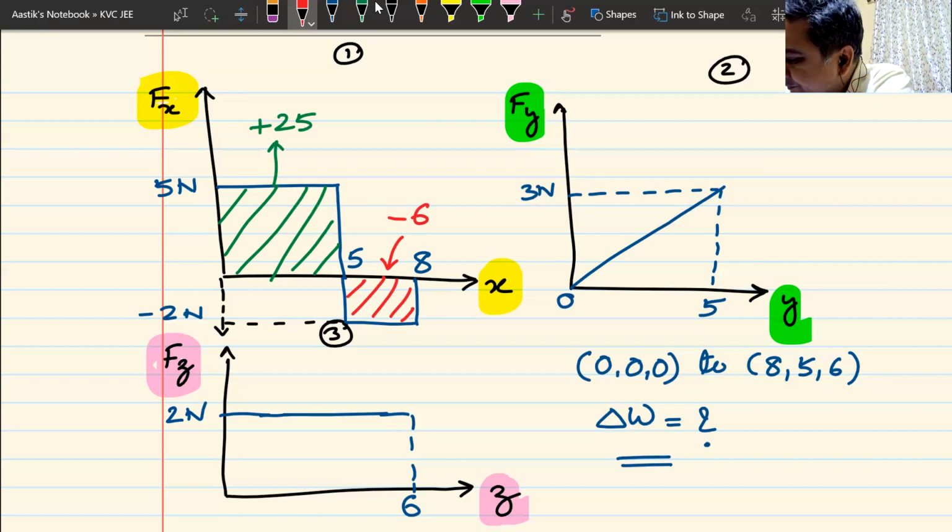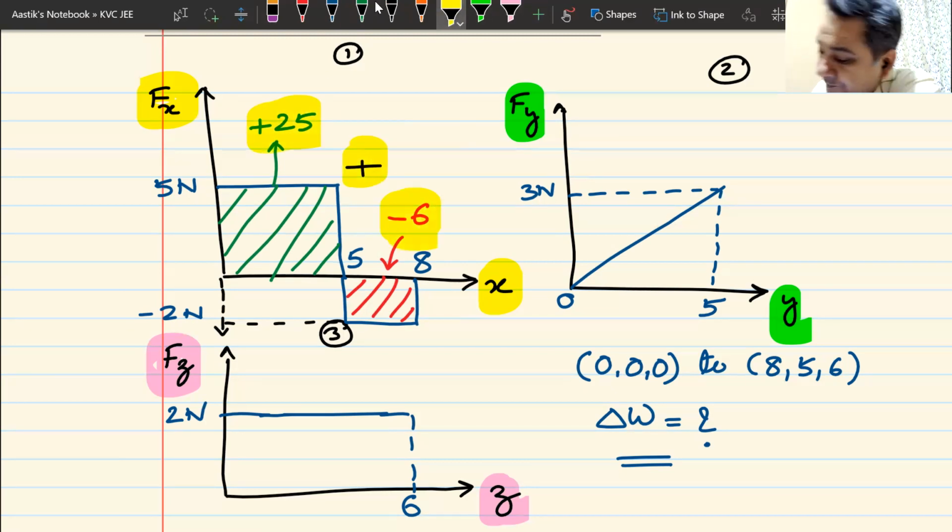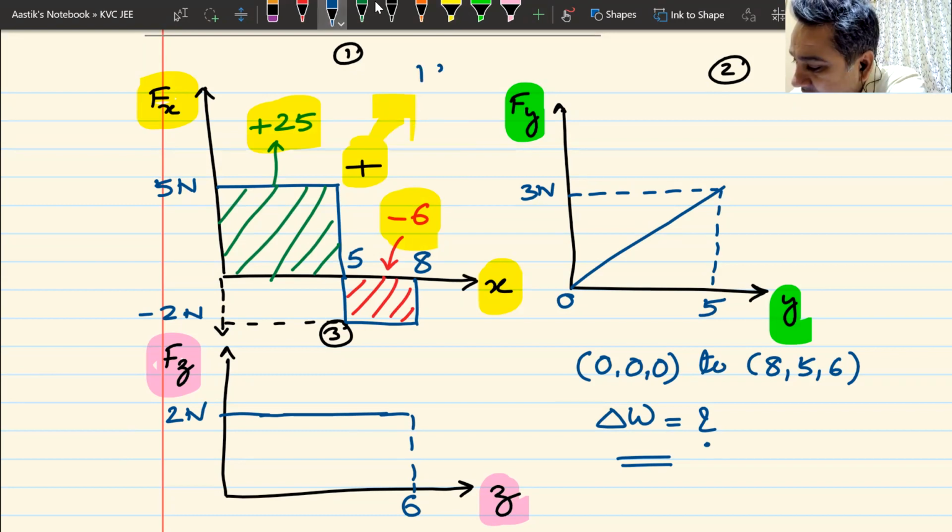What about this one? If I have to find out the area between Fx and x, the area will be 25 minus 6. So I will get the net work done as the summation of these two, 25 and minus 6. So the answer for this one would be 25 minus 6. I think it is plus 19. So the answer for this one is plus 19. I got the work done as plus 19.